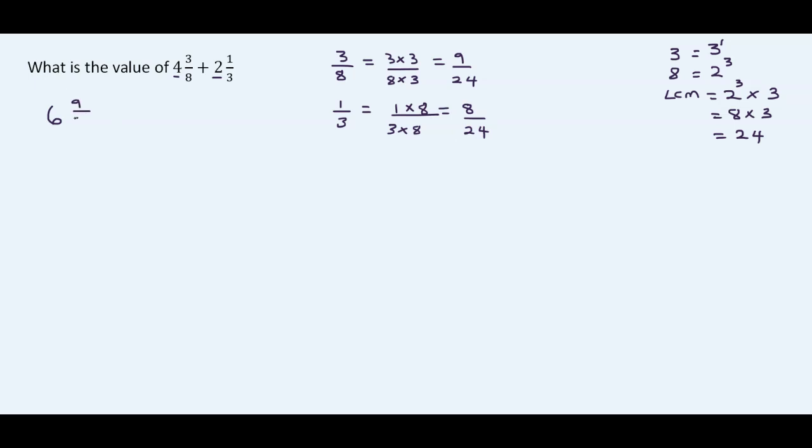9 over 24 plus 8 over 24. So this is going to give us, we still have our 6 as our whole number. Common denominator is 24. And then we have 9 plus 8. So this is going to give us 6 and then we have 17 over 24. So that's our value, our sum.